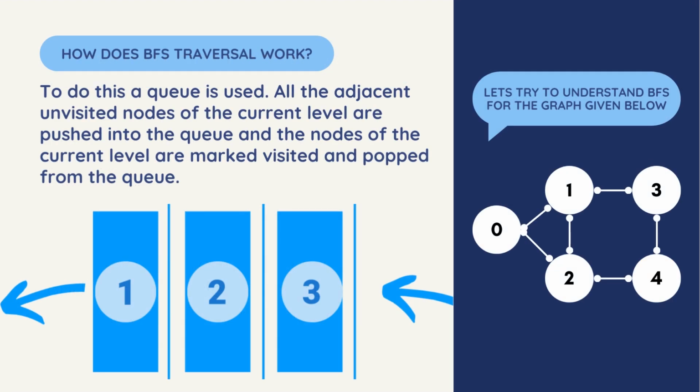It utilizes a queue data structure to keep track of the nodes to visit next. All the adjacent unvisited nodes of the current level are pushed into the queue and the nodes of the current level are marked visited and popped from the queue.